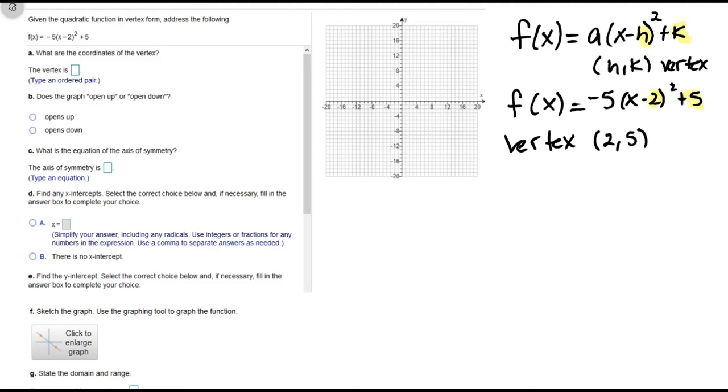The next part says, does the graph open up or open down? And we can tell that this function, this parabola, will open down because of a. A is equal to -5, so my parabola will open down.